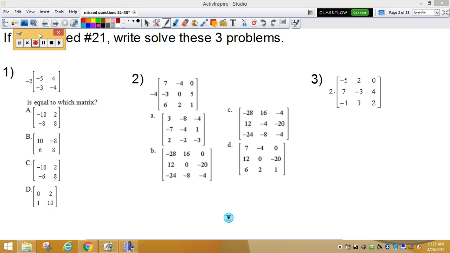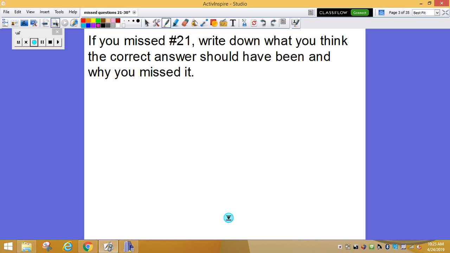Now, if you watch the video and you still missed number 21, you need to do these 3 problems. You need to do 1, 2, and 3. Number 3 is not multiple choice. I want to see what your answer is. But for numbers 1 and 2, you can just tell me if the answer is A, B, C, or D. And number 3, I need to see your answer written out. Also, if you missed number 21, I want you to write down what you think the correct answer should have been and why you missed it.